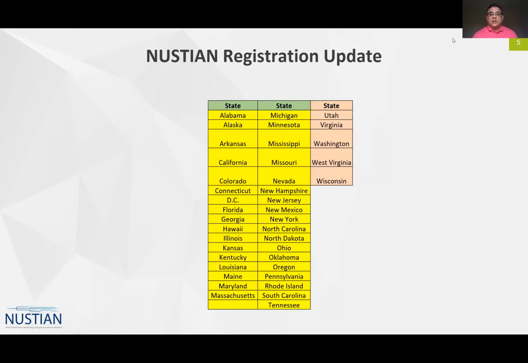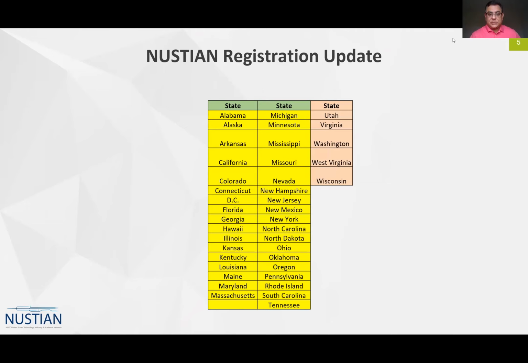So as I said, we have presence in almost every state within the USA. NUSTIANs are present everywhere. So we thought about why we need to register ourselves in all the states for charity purposes. There are 39 states which require that you be registered if you want to do any sort of charity work. So 33 states, which are highlighted in yellow, are done.